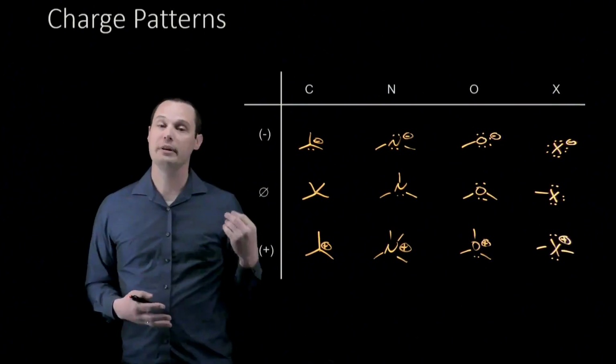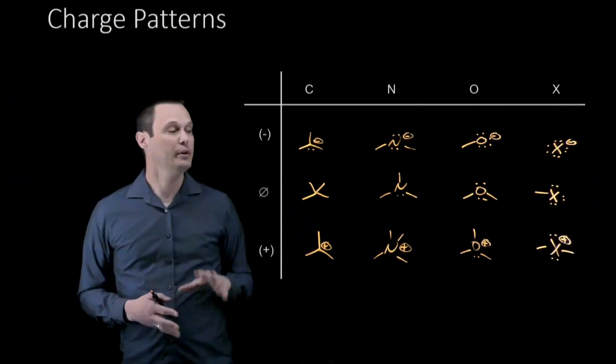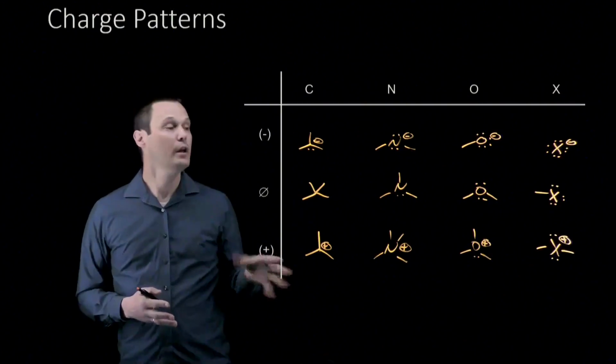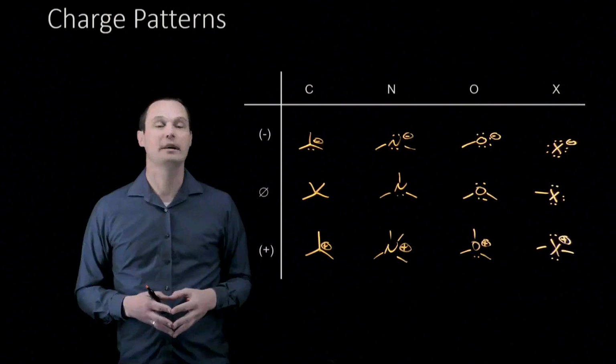These are the charge patterns we need to be very familiar with. We need to be able to look at an element, know exactly how many bonds, exactly how many lone pairs, even if the lone pairs aren't always drawn in, to know what the formal charge on all of these elements are.